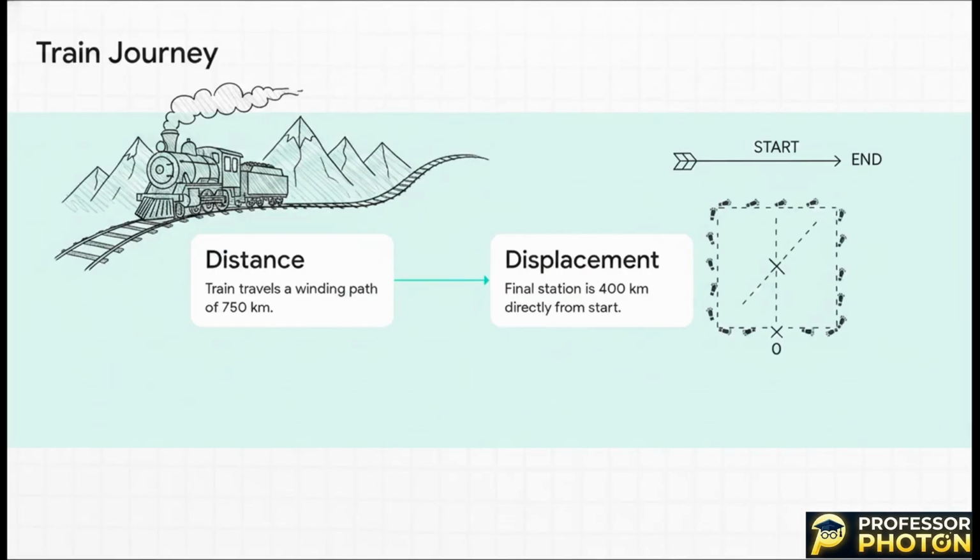Take a look at this train. It travels a long, winding, curving path through the mountains. If we check the odometer, it traveled a total distance of 750 kilometers. That's our scalar. But if we draw a perfectly straight line from the starting station to the final station, it's actually only 400 kilometers away. That 400 kilometers, plus the direction it's pointing, is our displacement. Here's a kind of fun trick to think about. If you walk all the way around a giant city block and end up right back at your front door, your distance might be a whole mile, but your displacement, exactly 0.